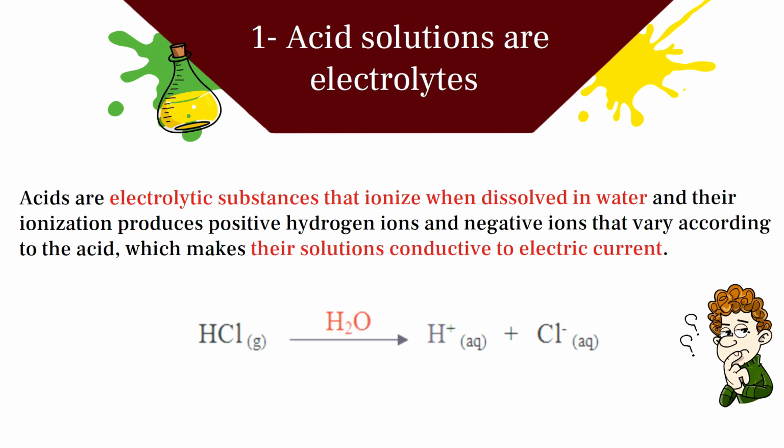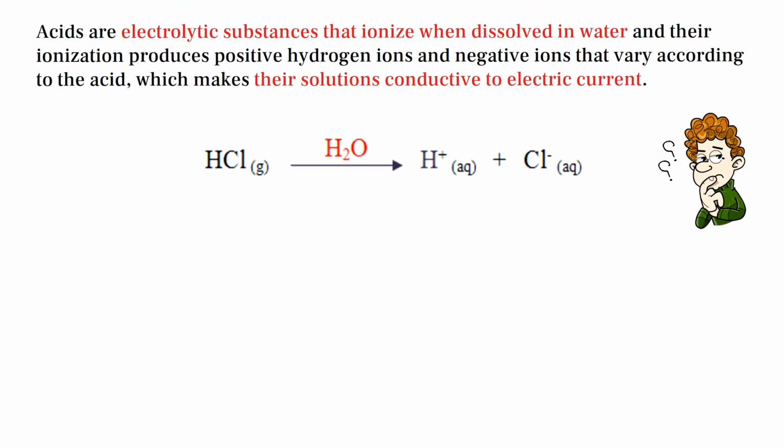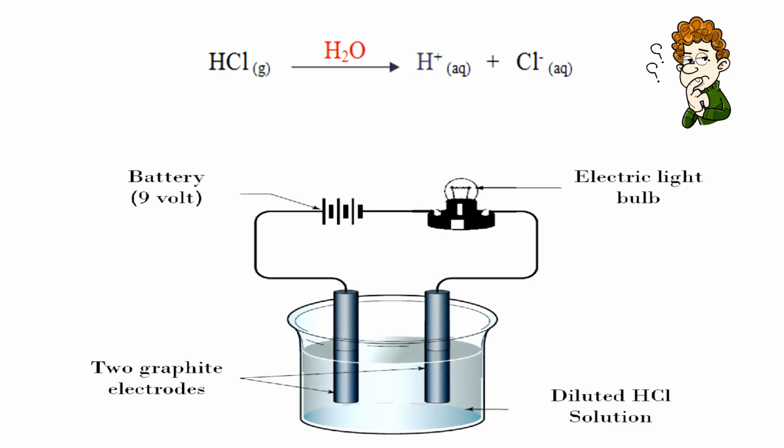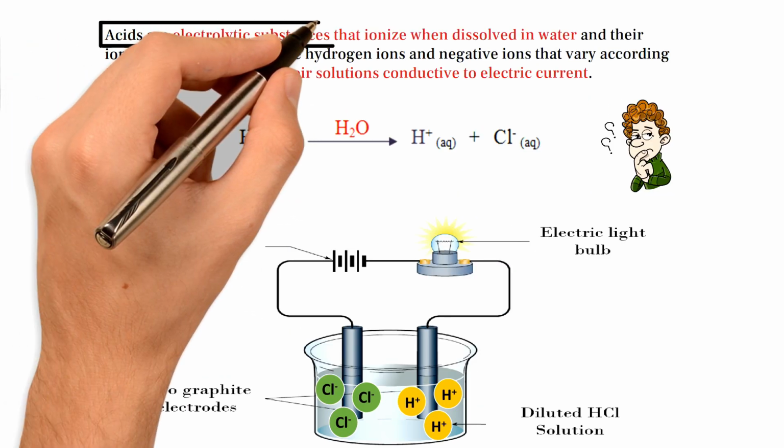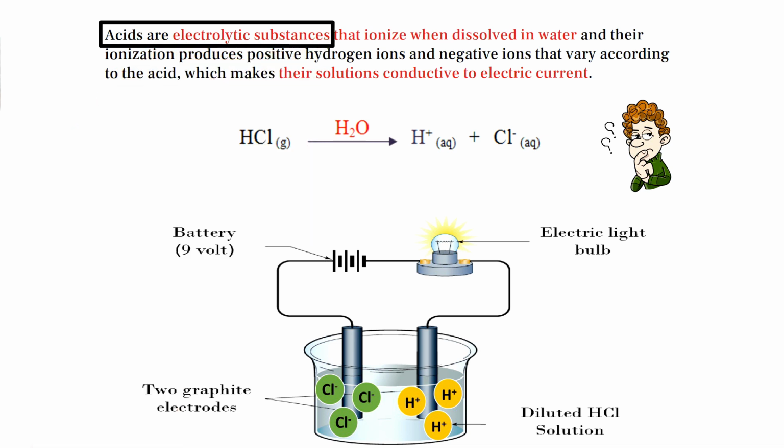Hydrochloric acid, HCl, as we can see, consists of hydrogen and chlorine bonding. But when dissolved in water, it will ionize, which means that it will dissociate into positive hydrogen ions and negative chloride ions. This is what makes the hydrochloric acid solution an electrically conductive medium. Therefore, acids are called electrolytic substances, that is, solutions that conduct electric current.